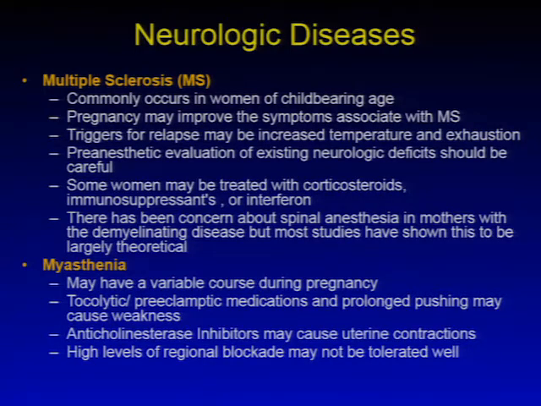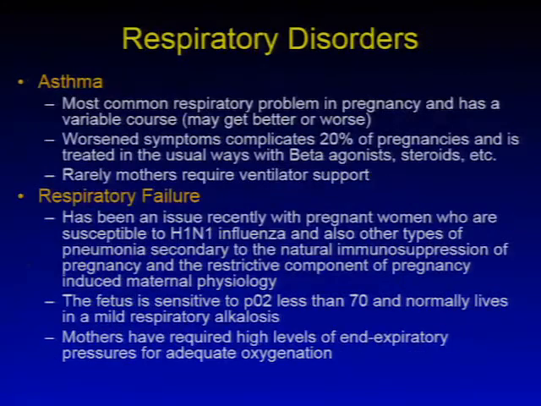Anticholinesterase inhibitors used for its treatment may cause uterine contractions, and high levels of regional blockade in these women may not be tolerated well. The most common respiratory problem in pregnancy is asthma and has a variable effect. 20% of pregnancies are complicated by worsening symptoms, and these can be treated in the usual way with beta agonists and steroids, and rarely mothers require hospitalization or ventilatory support.